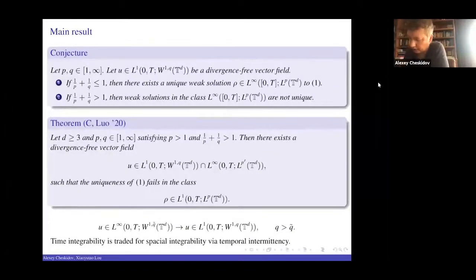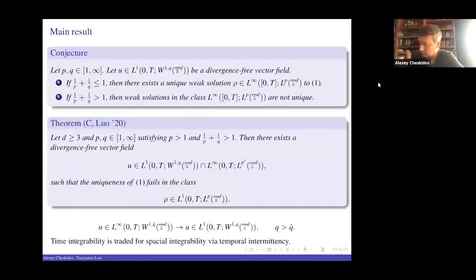So we proved the following theorem. Let d be larger than or equal to 3, and p and q such that 1/p + 1/q is larger than 1. So you can be right on the borderline of DiPerna-Lions. Then there exists a divergence free vector field in L^1 W^{1,q} such that uniqueness fails in the class L^1 L^p. So basically one can construct two different solutions in this class starting with the same initial data.